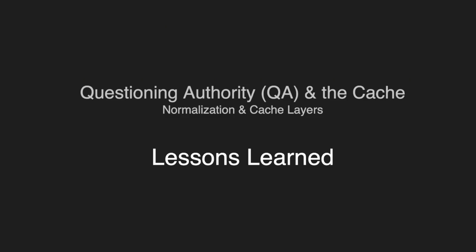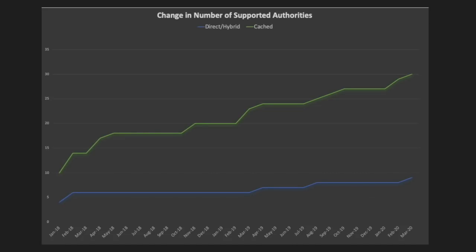Let's take a look at some of the lessons we've learned about the lookup service and the cache system over the last year. Going back a little further, since January 2018, we've been steadily adding authorities to our caching system and increasing configurations for direct access to authorities. One barrier to direct access is that few authorities provide search results as linked data, which is required for quick configuration-based access in the QA normalization layer.